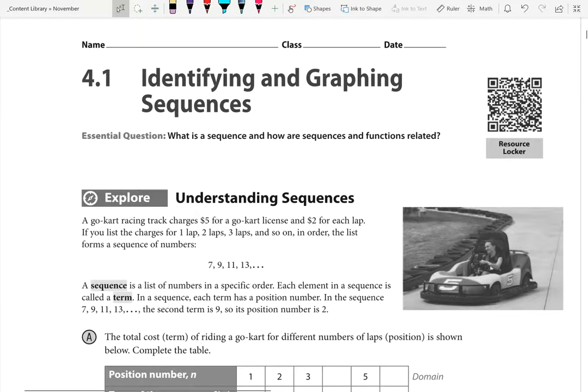All right, folks, section 4.1, identifying and graphing sequences. In this section, we're going to talk about two major sequences, the explicit sequence and the recursive sequence. They're two very different sequences. Explicit is very straightforward and rather simple, something I think you will easily understand, but recursive is sort of a new spin on it, so it's going to take just a second to really understand how recursive works.